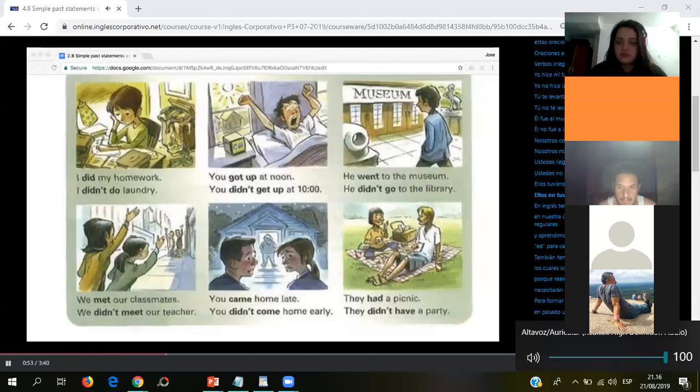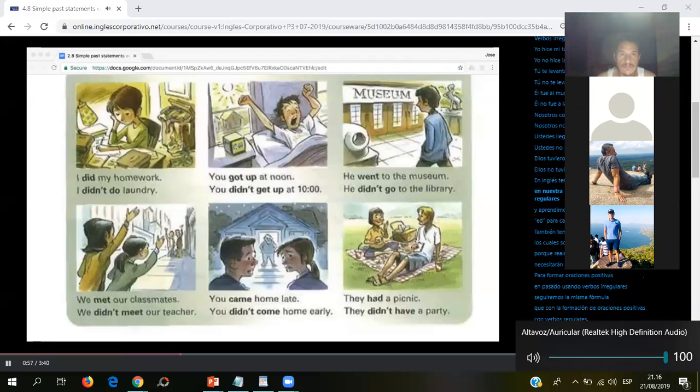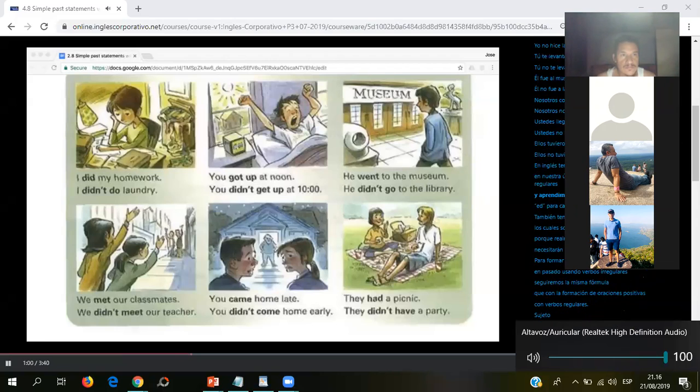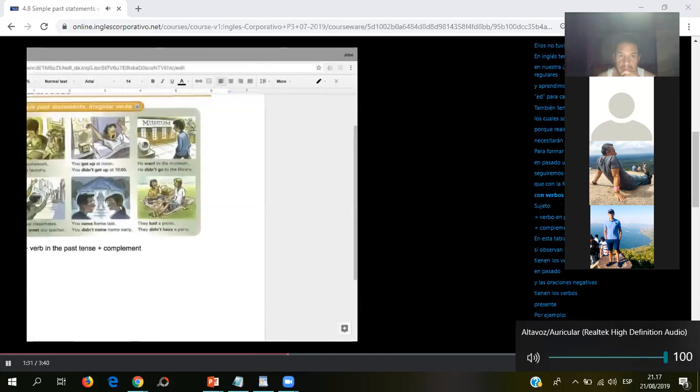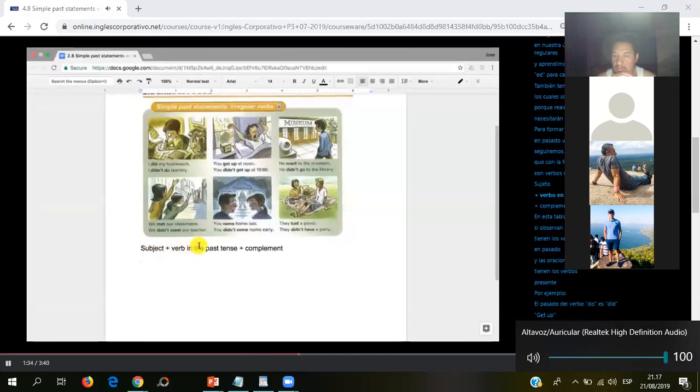In English, we have two types of verbs. In our last class, we learned how to use regular verbs and learned the simple rule of adding ed to change those verbs to the past tense. We also have irregular verbs, which are more complicated because there really isn't a particular rule to follow. You will need to learn them and memorize them. To form positive statements in the past using irregular verbs, we will follow the same formula as with forming positive statements with regular verbs. Subject plus verb in the past tense plus complement.